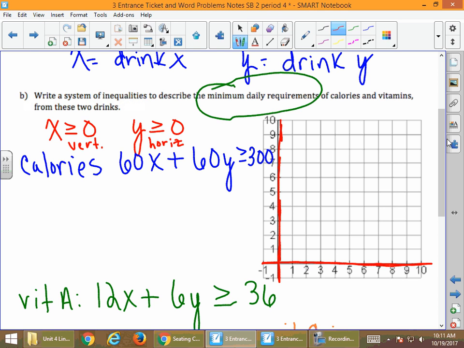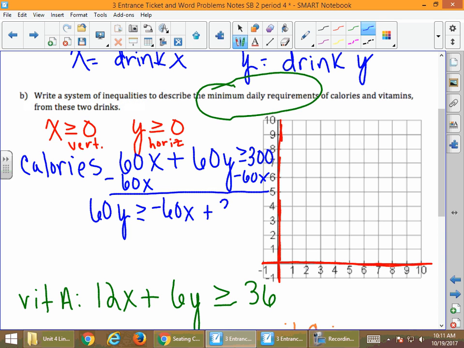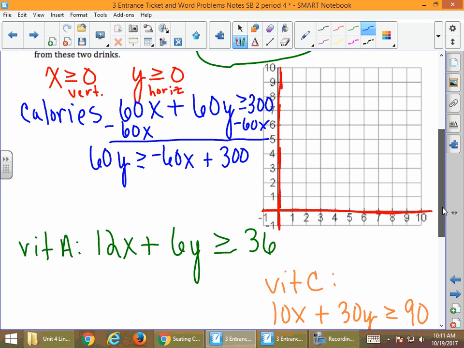And now we're going to deal with the rest of our inequalities that we need to put in slope-intercept form. That means we need to solve for Y. So we're going to subtract 60x from both sides. And we end up with 60y is greater than or equal to negative 60x plus 300. We're trying to solve for y, so we're going to divide by 60. We get y is greater than or equal to negative x plus 5.